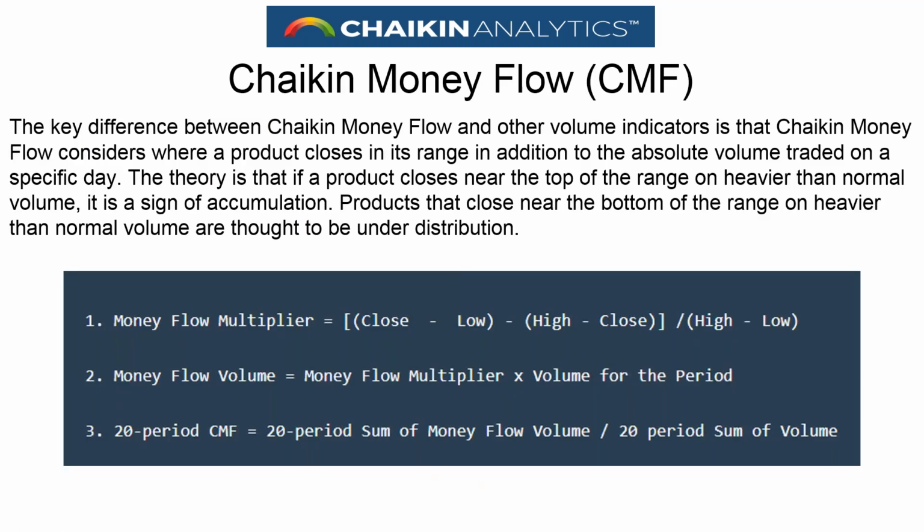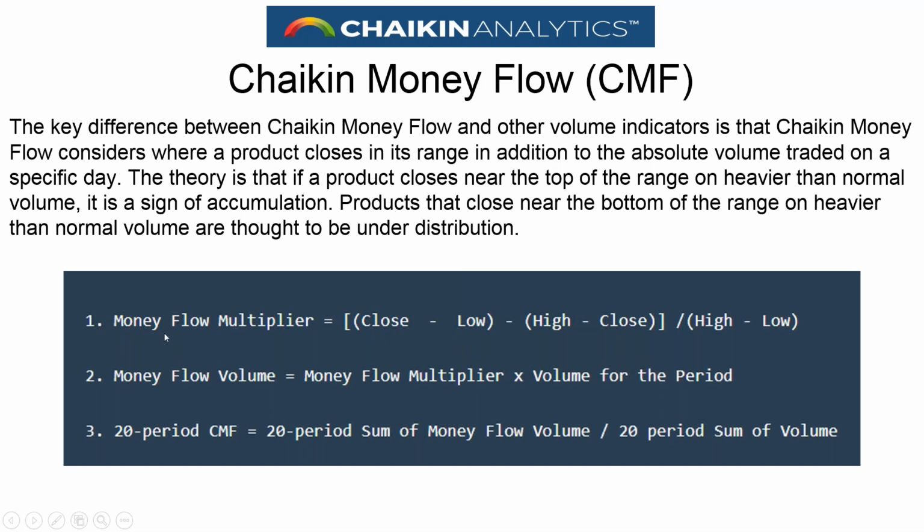The theory is that if a product closes near the top of the range on heavier than normal volume, it's a sign of accumulation. And products that close near the bottom of their range on heavier than normal volume are thought to be under distribution. And you can see how that's incorporated here.